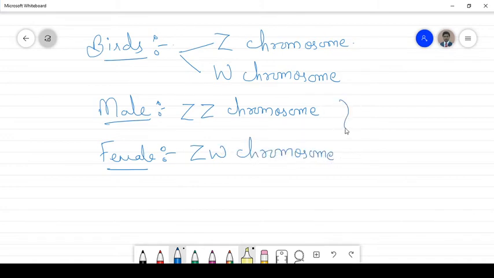So in birds, in hens, what happens is that if ZZ fertilizes, it will give birth to a male hen, and if ZW fertilizes, it will give birth to a female hen. Okay, so this is all about that.